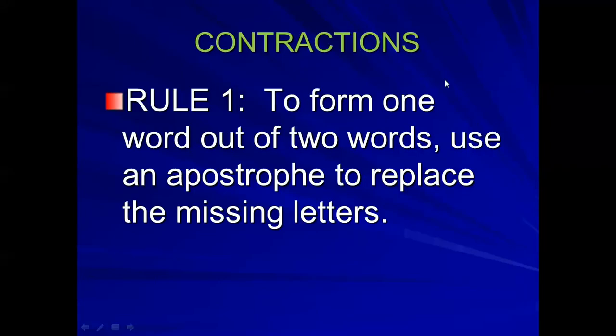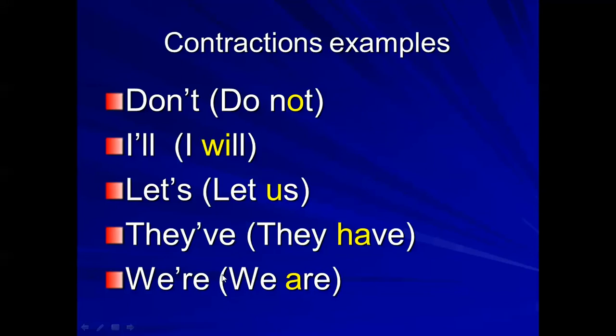So first off, we're going to go back to elementary school and talk about contractions. Contractions is when we form one word out of 2 words, but typically we have to get rid of some of the letters in order to do that, and that's where the apostrophe goes. So don't instead of do not, you'll notice the apostrophe is taking the place of the O. I'll instead of I will, the apostrophe takes the place of the WI.